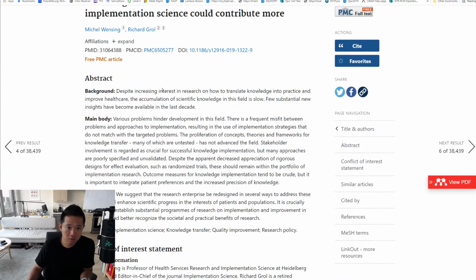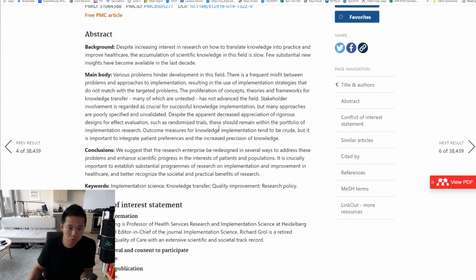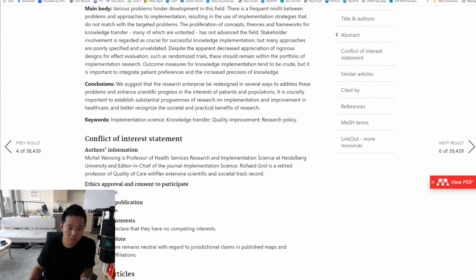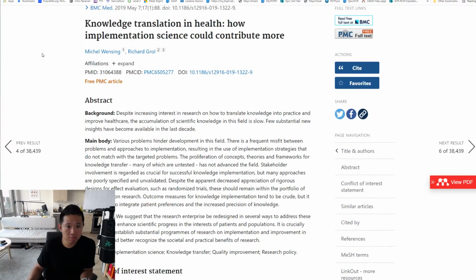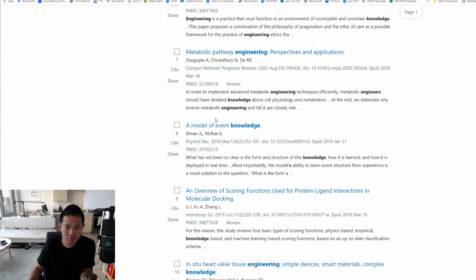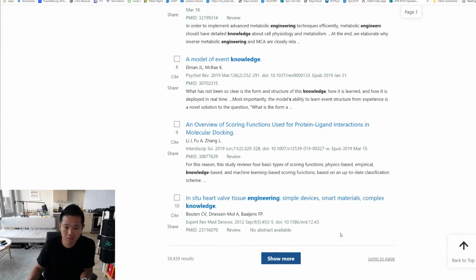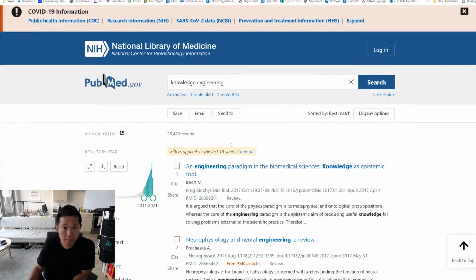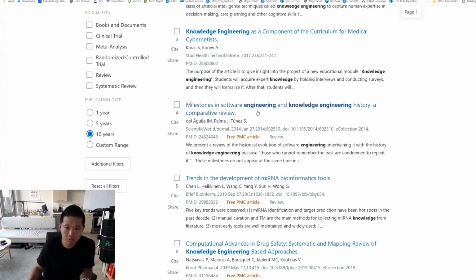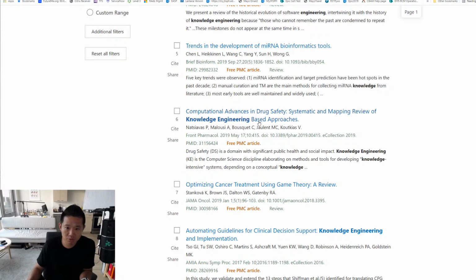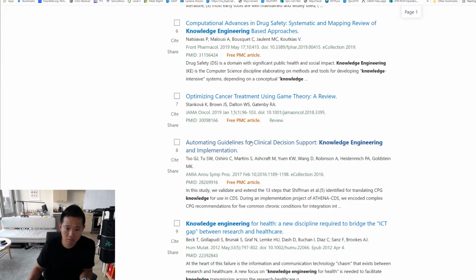This looks interesting. Despite increasing interest in research on how to translate knowledge into practice, the accumulation in this field is slow. We suggest that it is crucially important to establish designs that address these problems. It is knowledge translation. There's something else. Metabolic pathways. Let's see what else we got. Let me see if we can quote that. Milestones in software engineering history. Mapping review. Knowledge engineering.